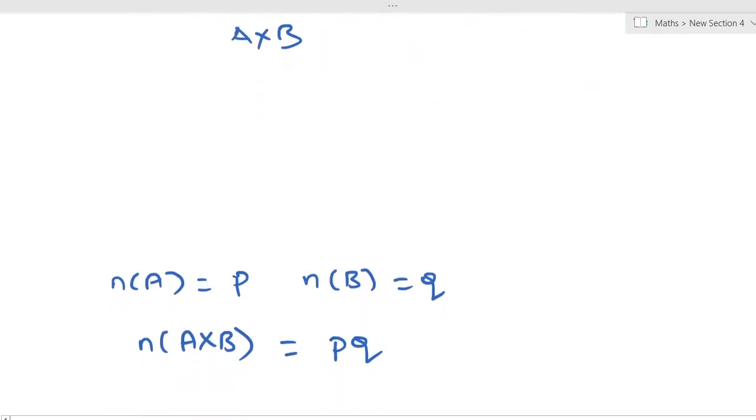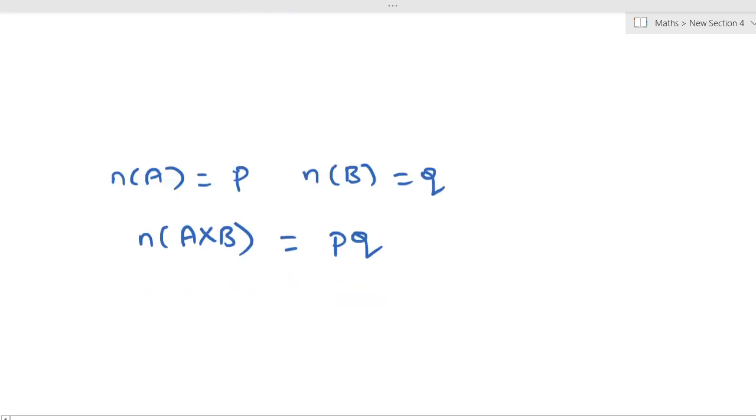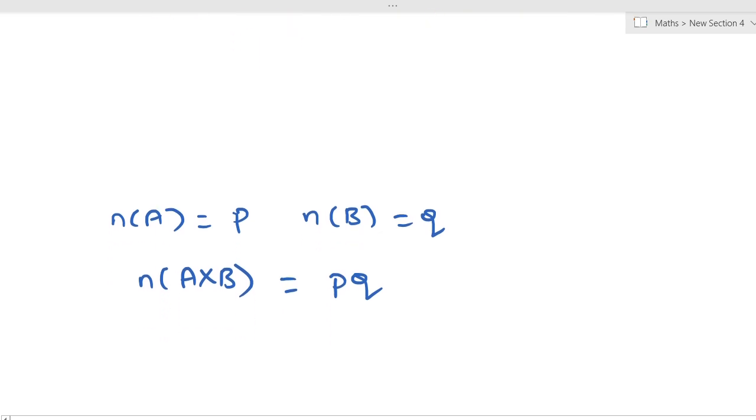If the number of elements of A is p and the number of elements of B is q, the total number of elements in A into B is pq. The total number of relations: we said that relations are nothing but the subsets of A into B. So if it is pq, the total number of relations should be 2 power pq.